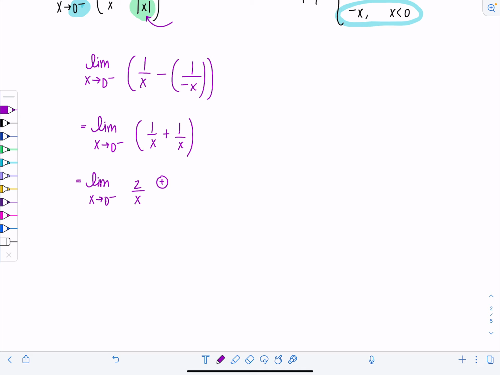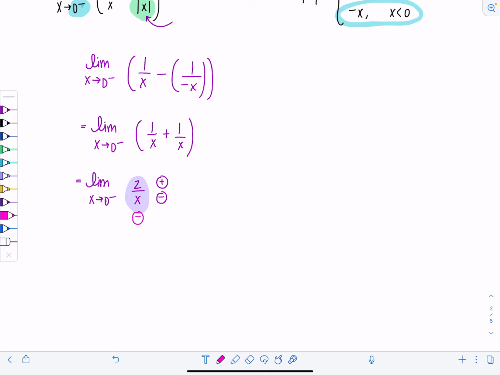And then the denominator is approaching 0 from the left side. So that means coming from values that are smaller than 0. So coming from values that are negative. So the sign of the denominator in this expression is negative. Okay? That means this entire expression here, positive over negative, is negative.